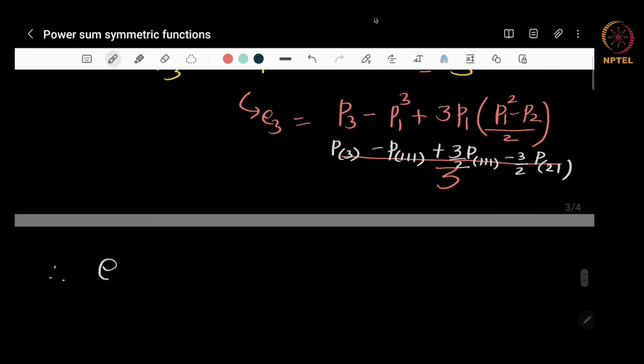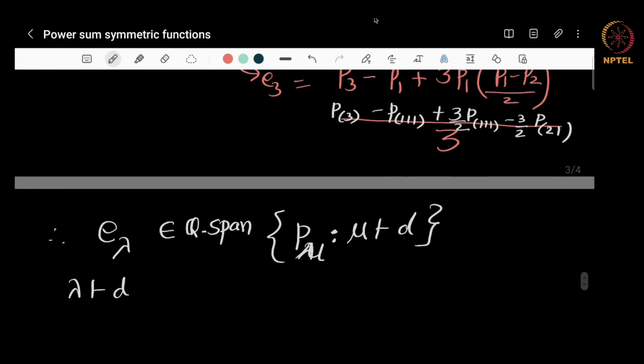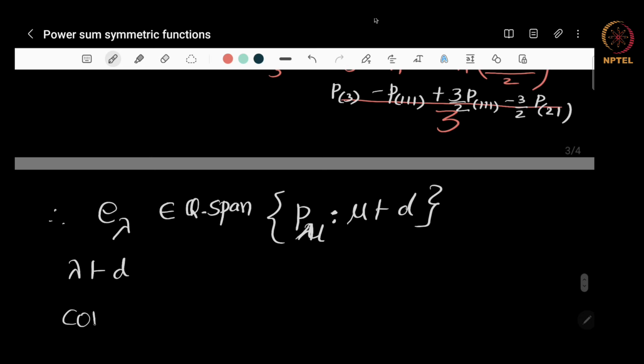Therefore, the conclusion is the following. Given lambda a partition of d, E lambda can be written as a linear combination of the P mu's, partitions of d, but the coefficients that I'm going to need are not integers anymore, but rational numbers. So it belongs to the rational span of the P mu's. Okay, so the corollary is that the P's also form a basis.